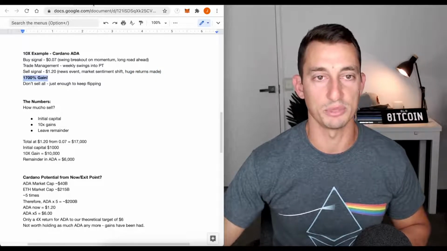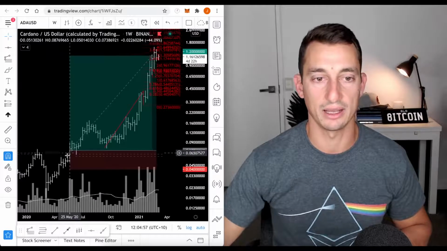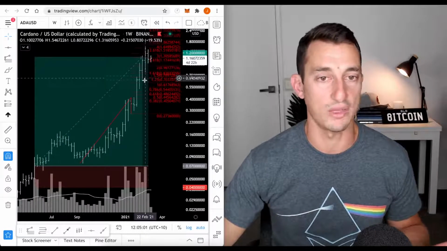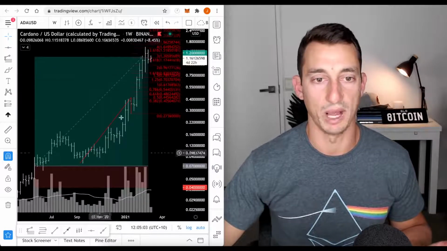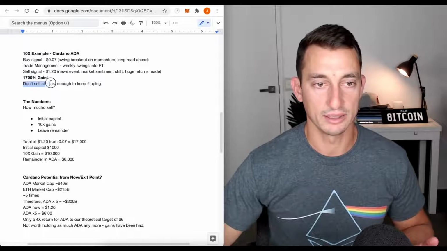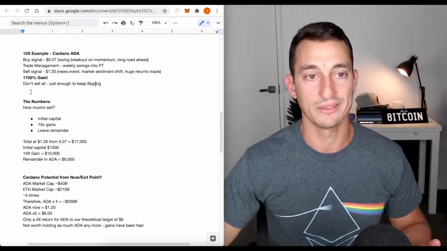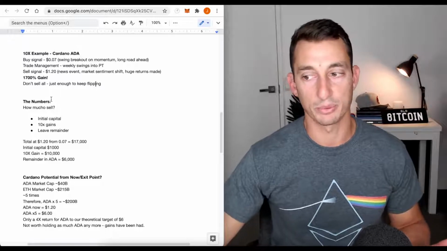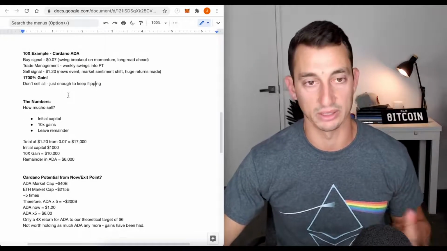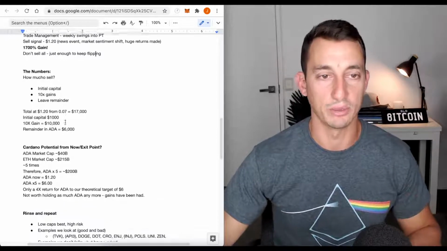1,700% from the entry at around 7 cents, which is a clear entry signal. Now you don't have to exit the position here. You can continue to ride this thing all the way if you want, but we're going to look at the maths in just a second. Like I say here, don't sell all, just enough to keep flipping. Now, granted, this is a pretty great example, and not all of them are going to be like this. Just keep that in mind throughout the video, but we're just looking at maths and numbers.